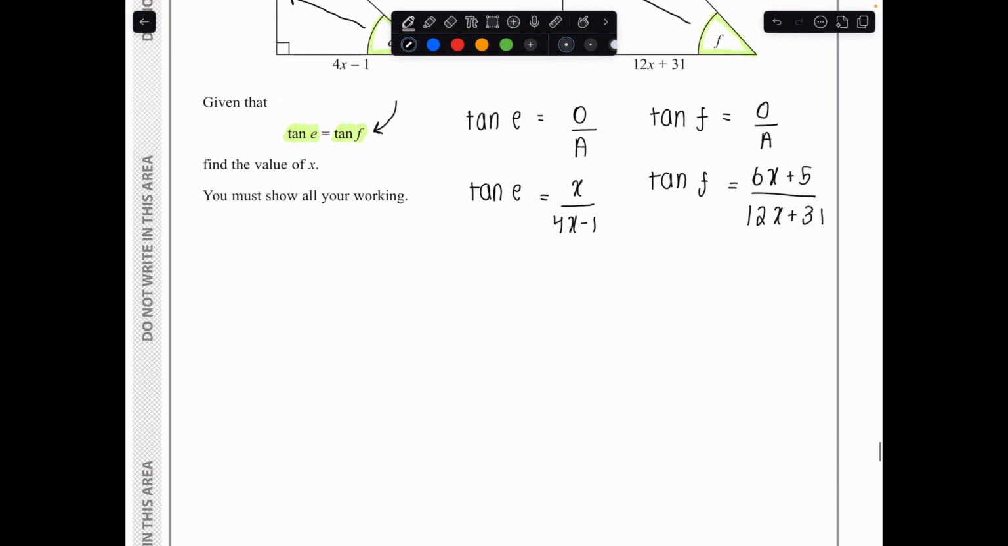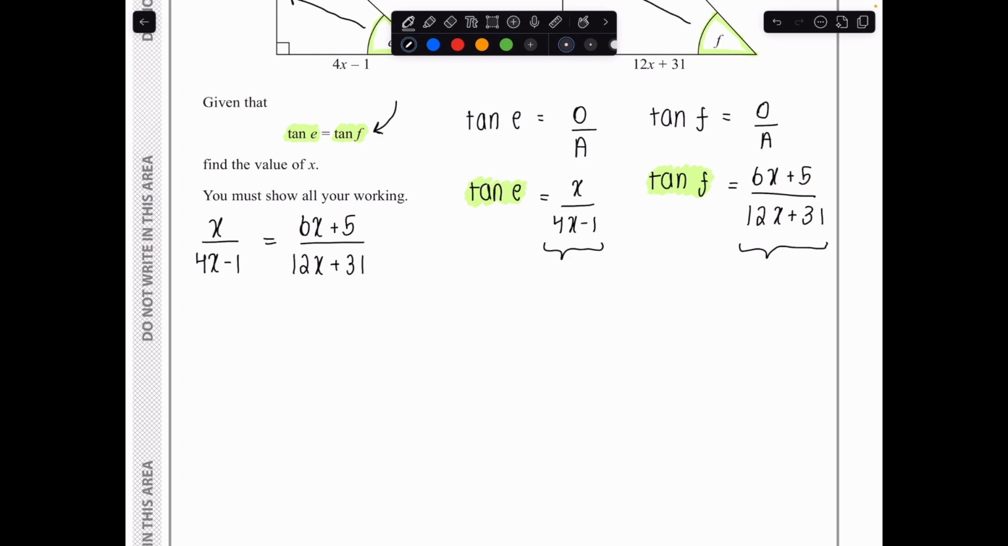So from here, we know what our tan of E is equaling, and we know what our tan of F equals as well. So the next thing that we need to think about here is, if tan of E and tan of F equal each other, what other two expressions equal each other or are the same as well? In this case, it's these two expressions here. So the next thing we can do now is make these equal to each other. So x over 4x minus 1 is now equal to 6x plus 5 over 12x plus 31.